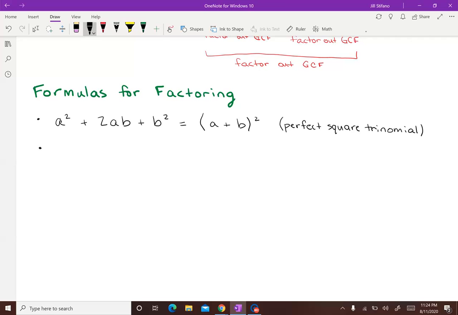Okay, the next formula that we have is in the case of a difference of perfect squares. So this is when we have something of the form a squared minus b squared. And we can factor this as a plus b times a minus b. Again, this is called the difference of squares formula.